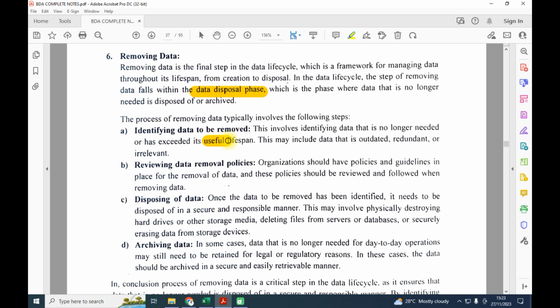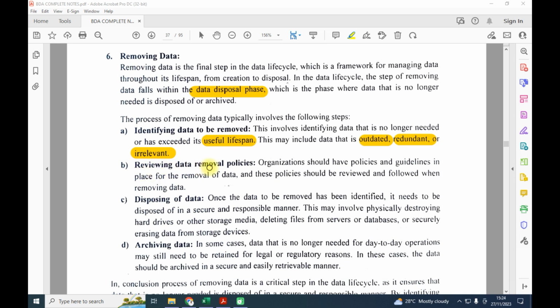Remember, now this one will be determined by the policy of the organization. How long are we storing our data, or government policy, like for the VAT records where they're supposed to be stored for 7 years. This may include data that is outdated, redundant, or irrelevant. So that data that is irrelevant or is outdated or is redundant, it is the data that we shall remove. It will be the data that we need to remove.